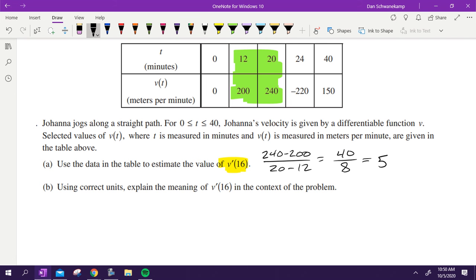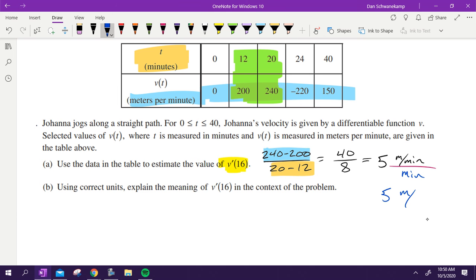Okay. 2 is explain it with units. So let's go ahead and do units right now anyways. On top, we've got this 240 and this 200. What does that 240 and 200 represent? That is meters per minute. So this is meters per minute divided by, on bottom we've got these 20 and 12, which represents minutes. So it's 5 meters per minute per minute. You could say that, or 5 meters per minute squared. Either way works. I would write meters per minute squared.